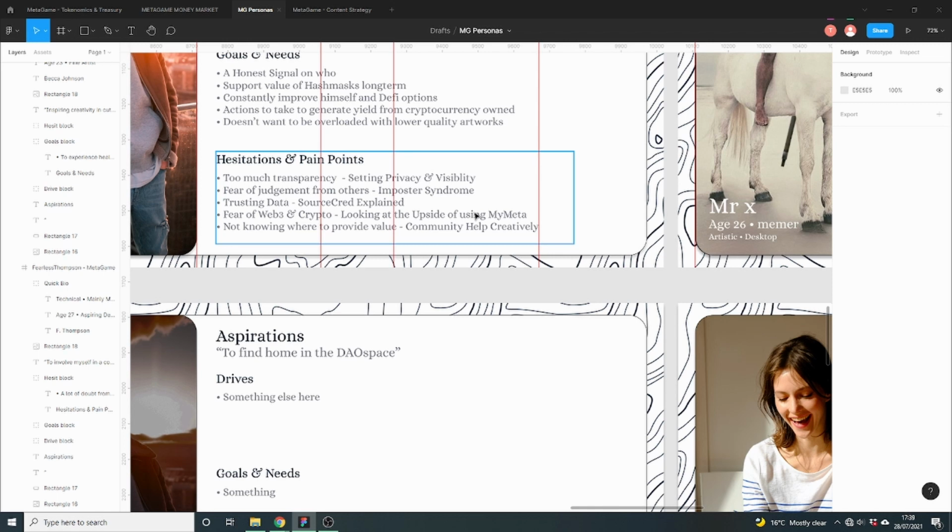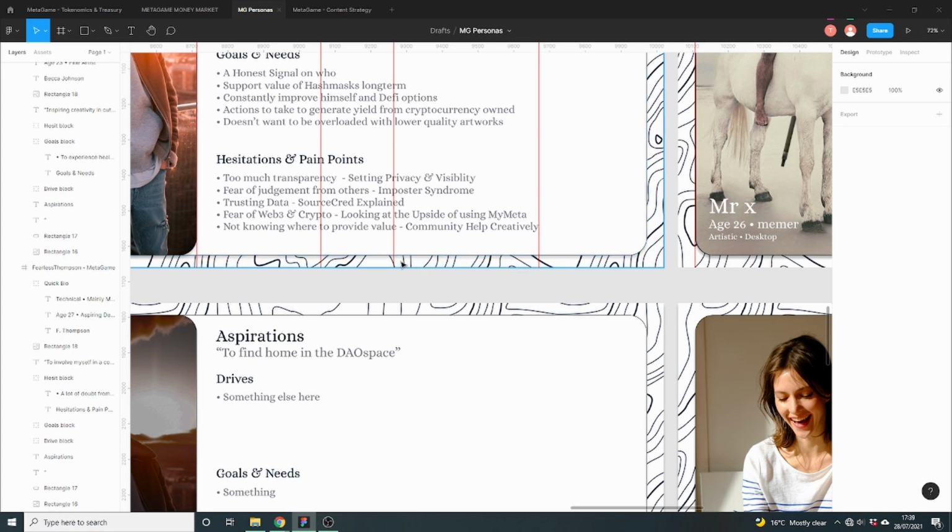Past that, there could be for some people a fear of Web3 and crypto, and how those potential pitfalls are issues, but what are the upsides of MyMeta? How can we let people know what those things are so we have no issues in regards to reluctances to use the product?